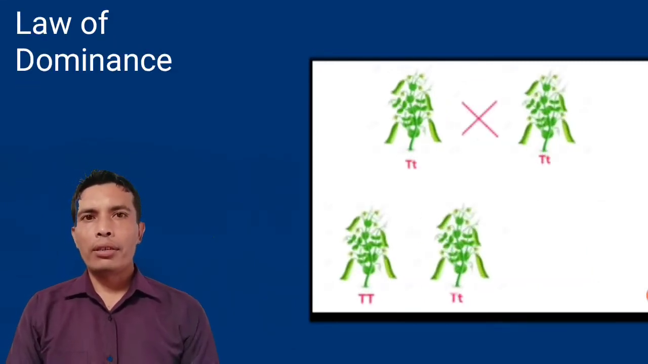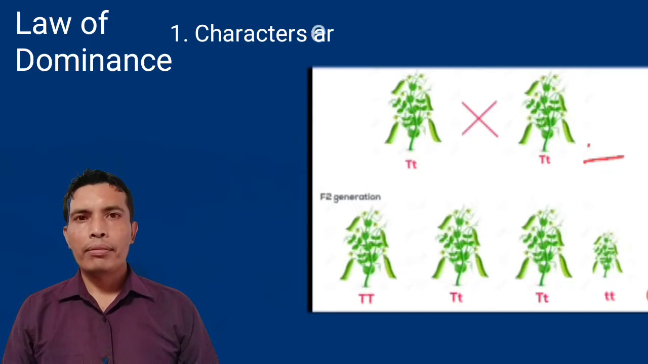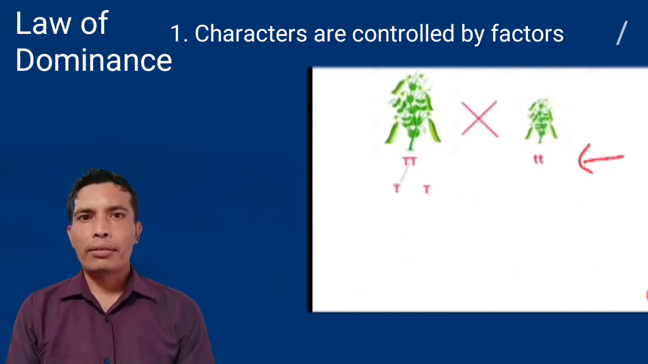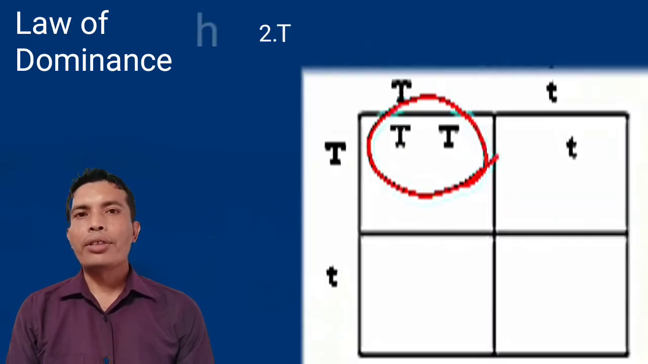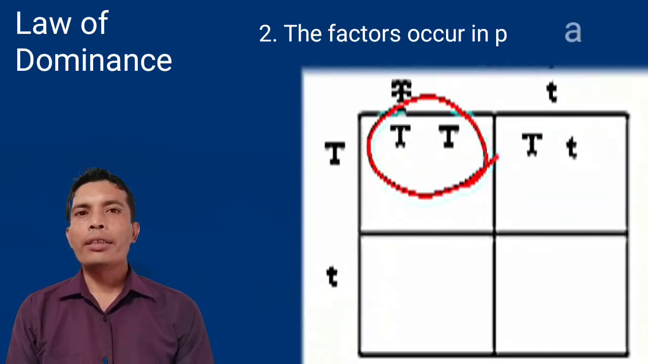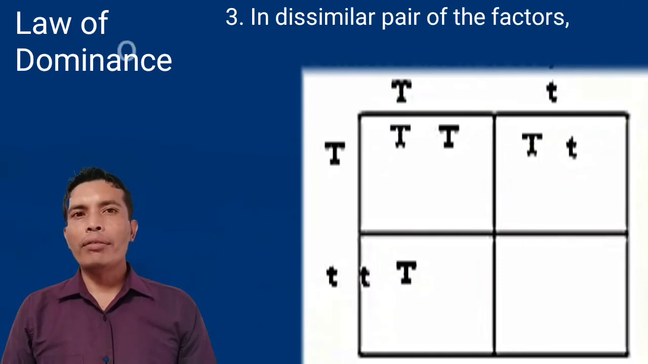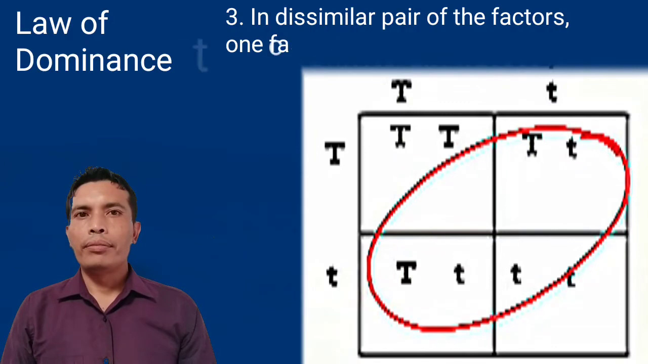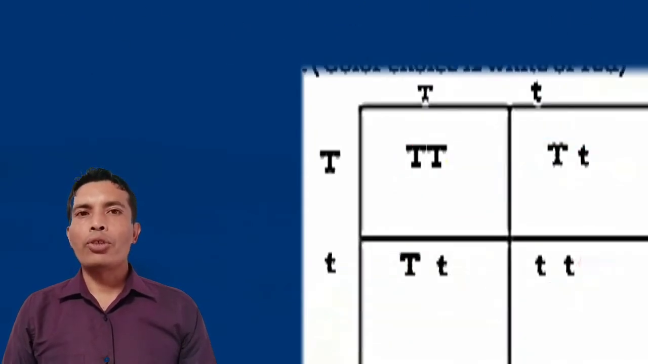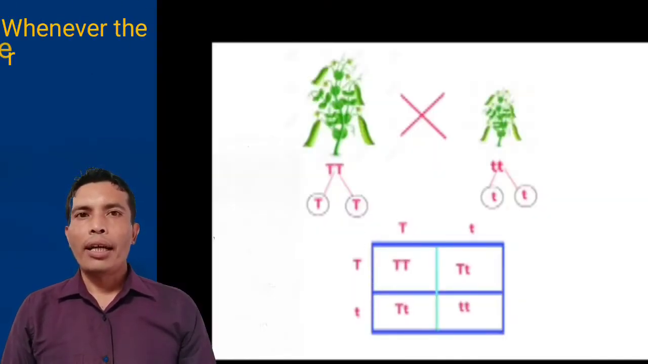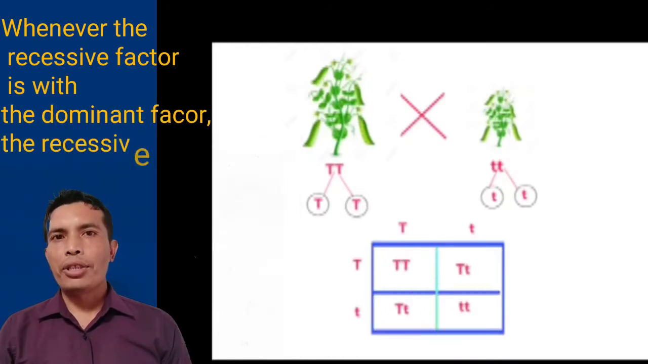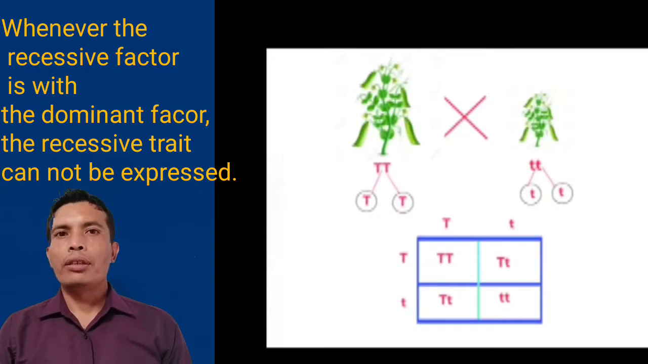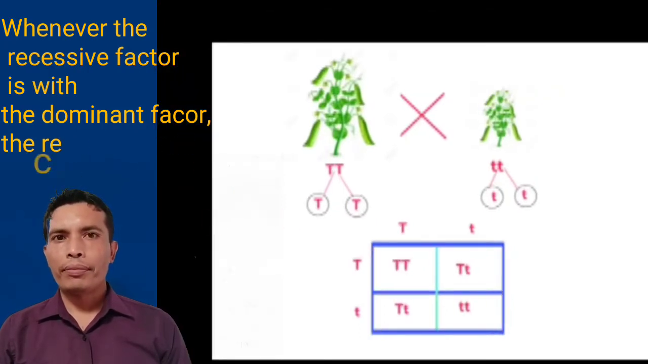Law of dominance states the following statements: characters are controlled by discrete units called factors. Later they are known as genes. They occur in pairs. In a dissimilar pair of the factors, one member of the pair dominates the other. The factor which dominates the other is called dominant factor, and the other factor is recessive, which is not able to express whenever the dominant factor is present.